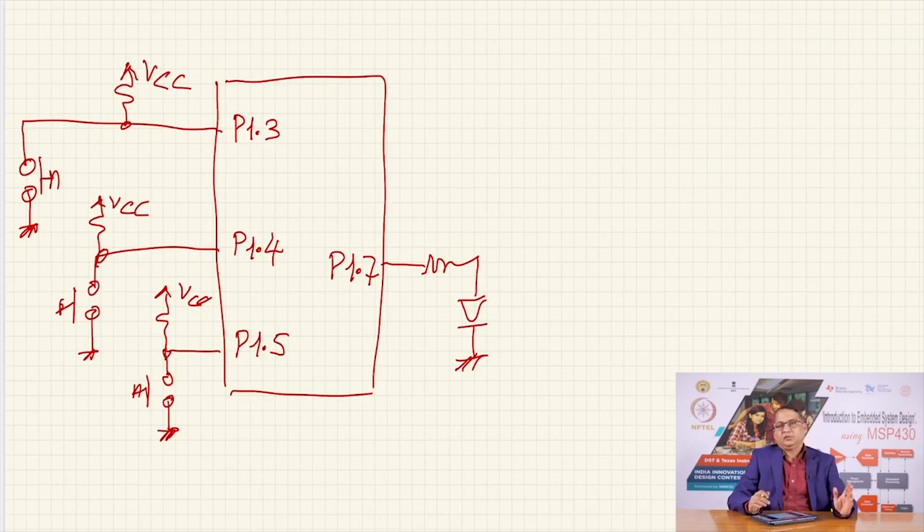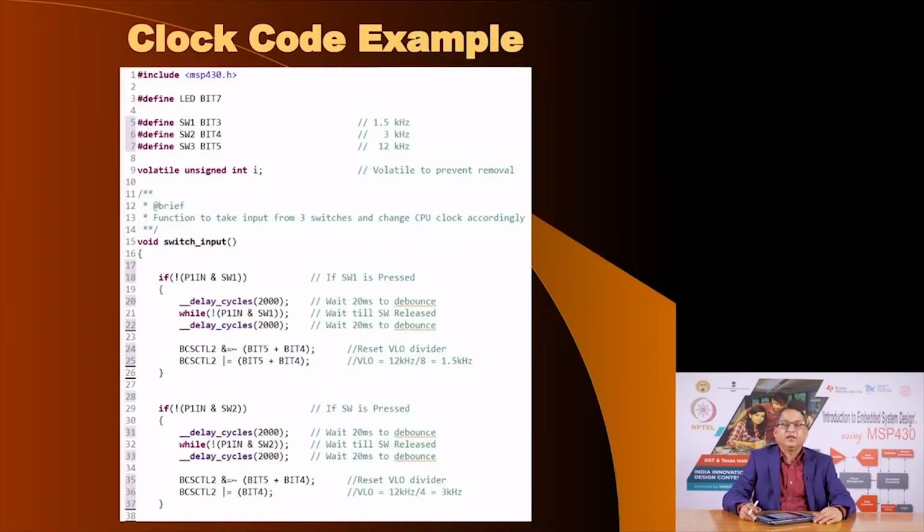What do we hope to achieve? We will start the oscillator, we will select the VLO to go through the multiplexer and provide the signal for the master clock. And then we will have a program which will continuously poll these 3 switches, and if this switch is pressed, for example, it will divide the VLO frequency by 1. If the second switch is pressed, it will divide it by 4, and if the third switch is pressed, it will divide it by 8. Thereby, you will get these 3 resultant frequencies.